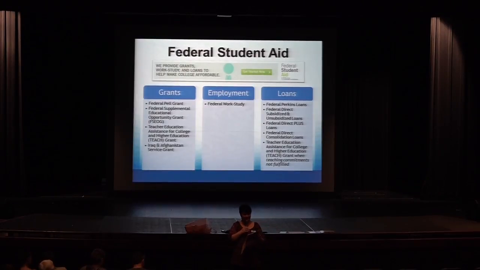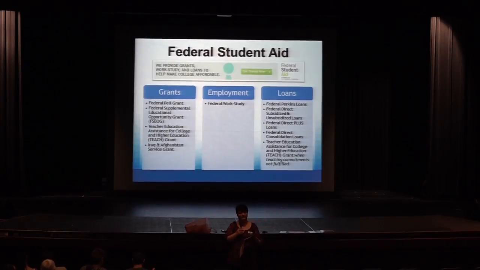I will tell you now that in here it tells you the maximum is $5,815 a year, but I will tell you that next year, I know it's already gone through, that they're going to raise that to $5,920. So that is what the maximum Pell Grant award amount is. Okay.